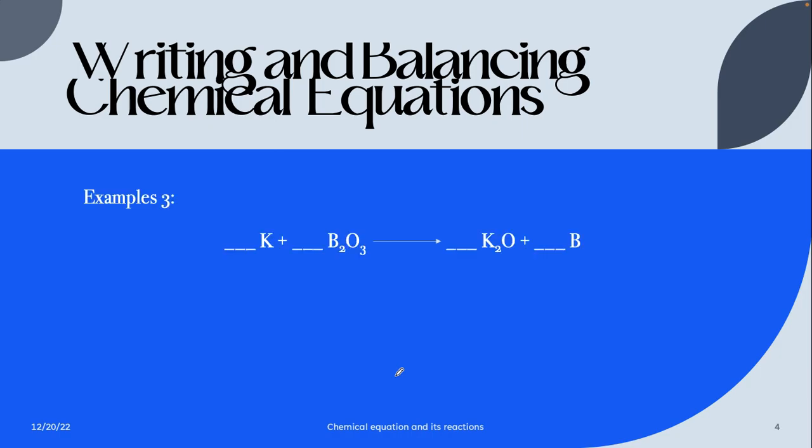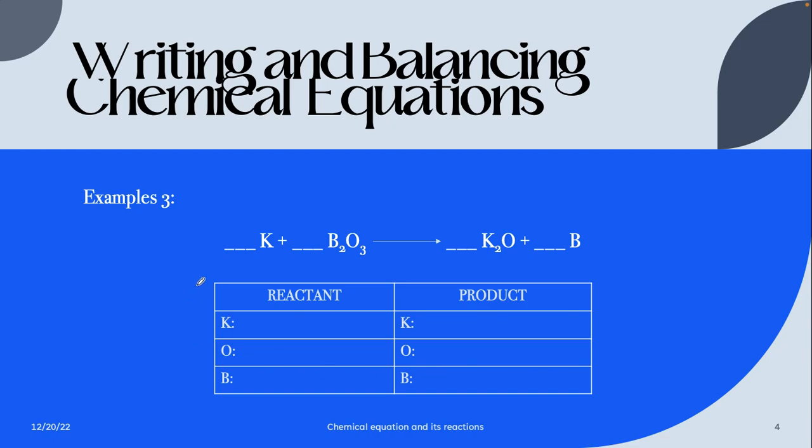This example is potassium plus diboron trioxide, and when reacted gives you potassium oxide and boron. So we're going to create our table and we're going to take each respective element and place them into the table. So we have potassium, oxygen, and boron.